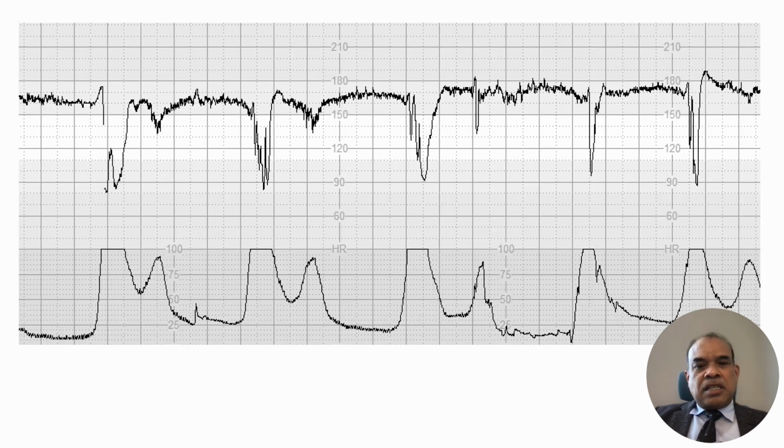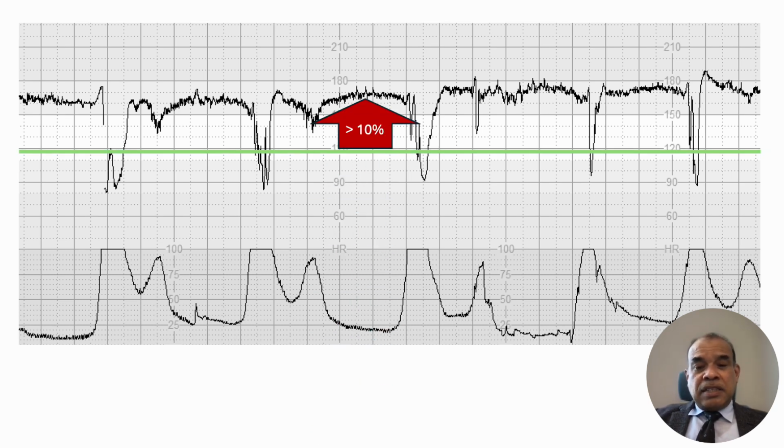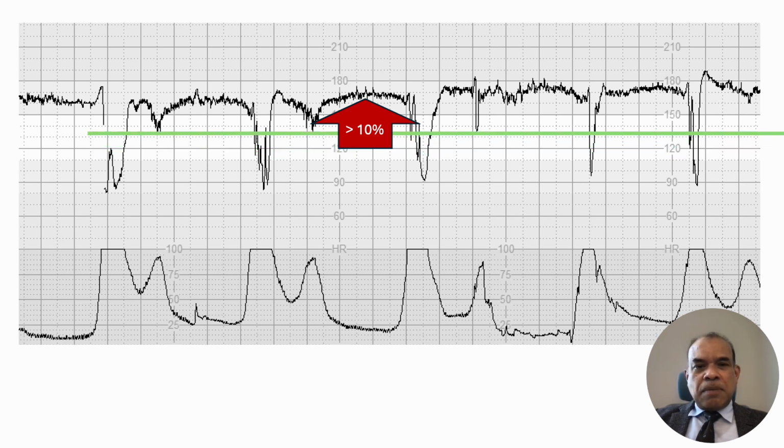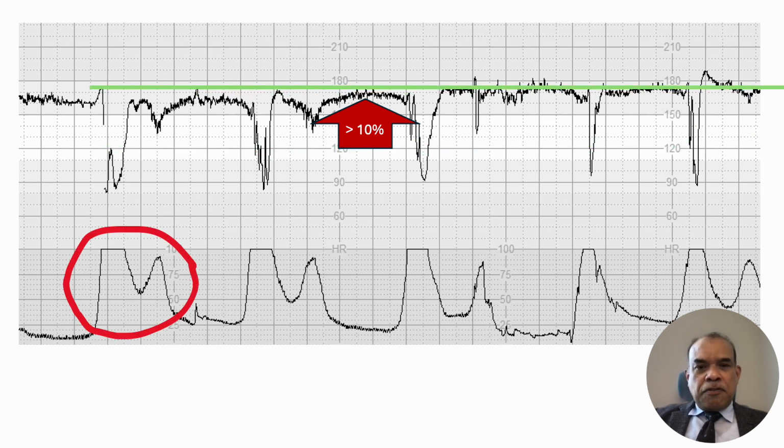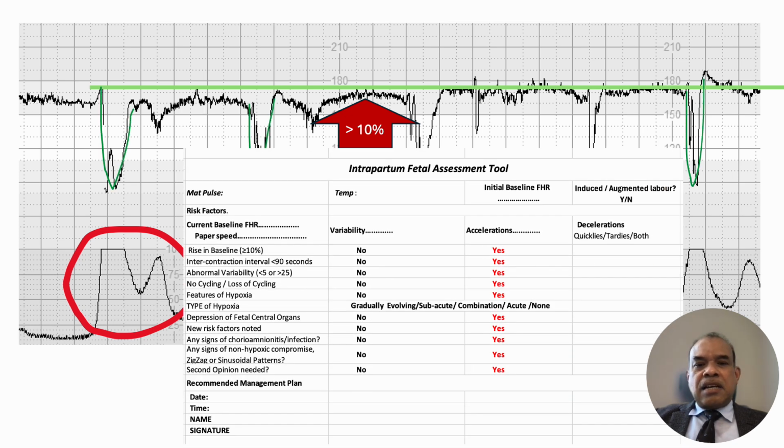In this case, they started oxytocin. You could see, looking at the TOCO, the contractions were all coupling. And you can see the baseline, which was initially 120, has gone to about 160, 170. So it's more than a 10% increase in the baseline. Obviously, if you understand fetal physiology, this is a gradually evolving hypoxic stress with catecholamine response still compensated because the baseline still remains stable and the variability remains reassuring. And these are all quickly decelerations.